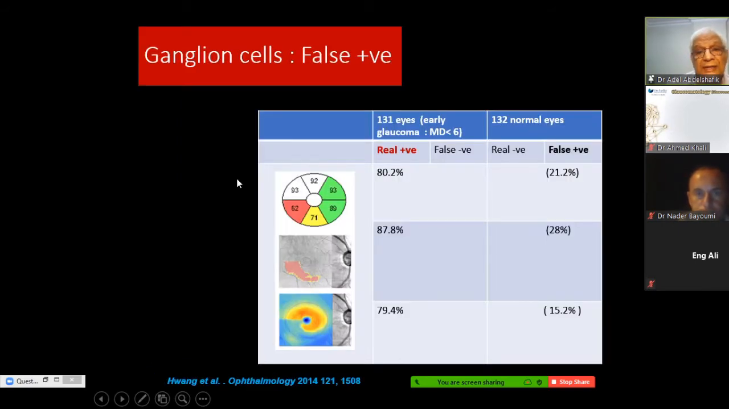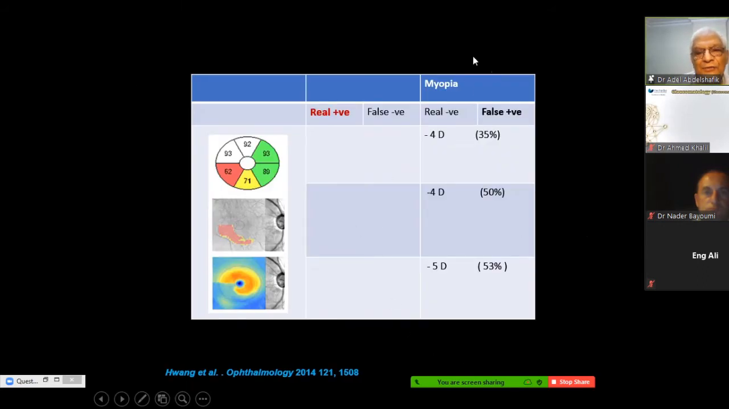Another study compared 131 eyes with early glaucoma, mean deviation less than 6. They get this appearance in the ganglion and the macular area in around 80%, this appearance in around 90%, this appearance in 80%. But again, in the same study, around 132 normal persons have these appearances in 20%, 28%, 15%. So whenever you see such a thing, don't rush to glaucoma. Again, the degree of error in that study was simple myopia, maximum 4 or 5 diopters.